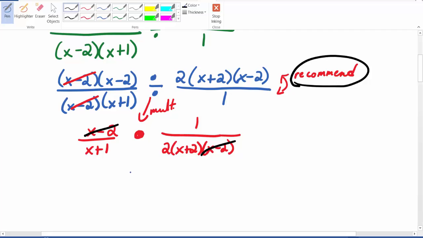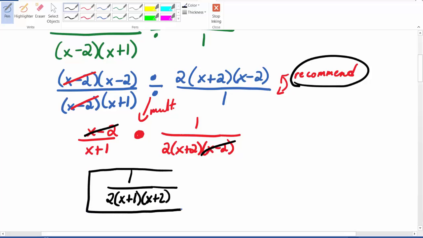So we're just left then with 1 over, I'm going to go ahead and put the number in front of everything, 2 times x plus 1 times x plus 2. So this would actually be our simplified version. Again, though, that is example 8 from our 8.4 set of notes.